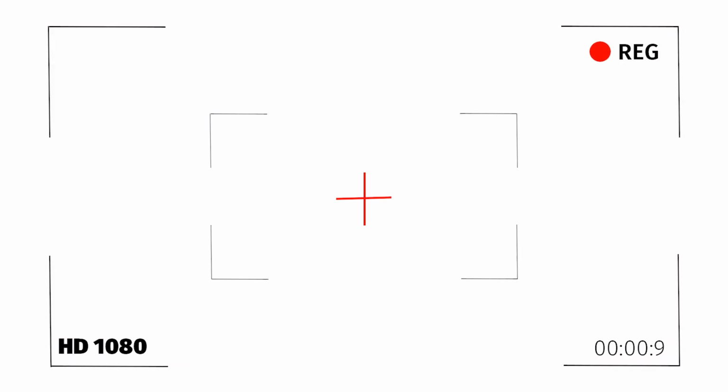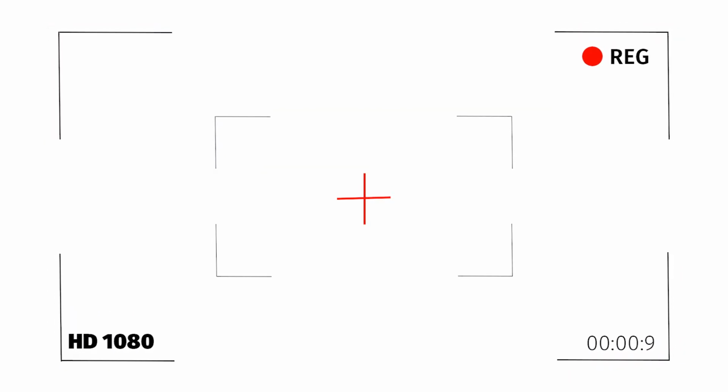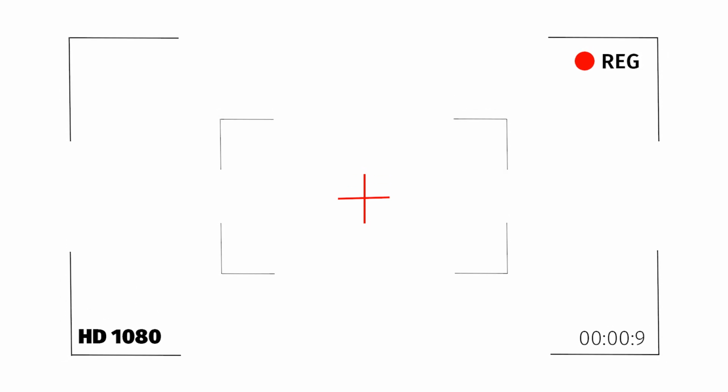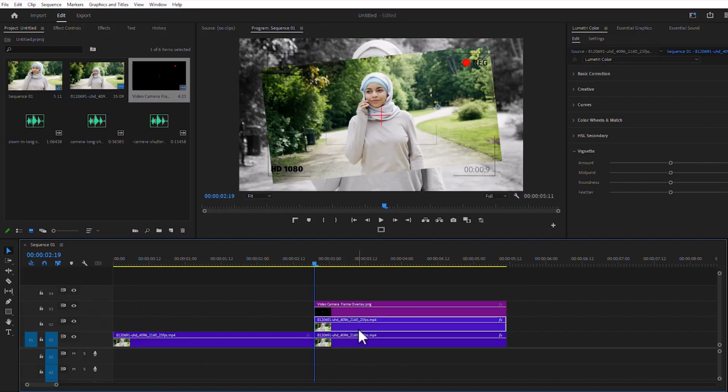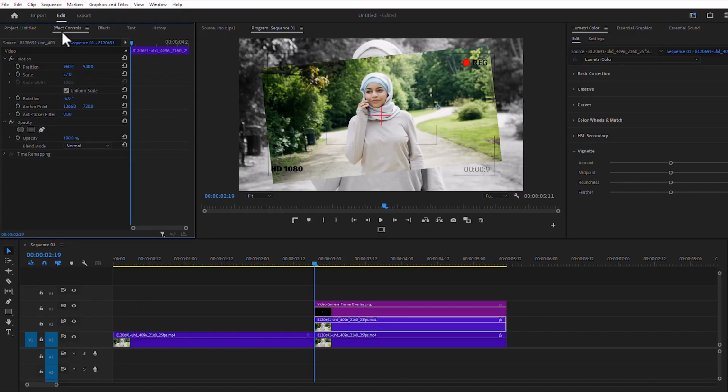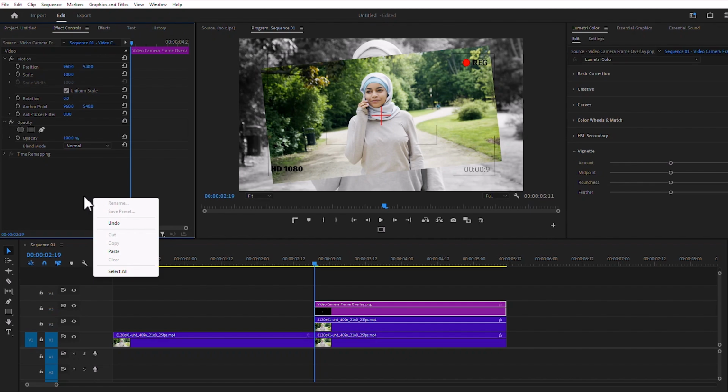I will provide the camera view PNG file in my description below. If you need it, download it from there. Then select second layer and go to the effect control panels and copy the motion section and paste the camera view layer. Increase the scale value and fix the position.